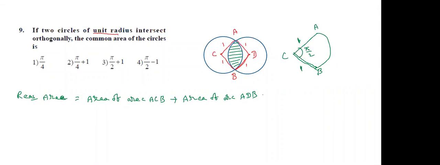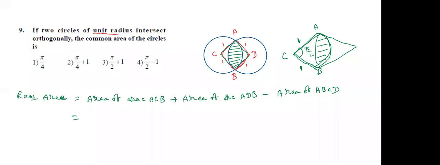So do one thing: subtract the area of quadrilateral ABCD. If you take one sector area, this is 1, and another one is like this. These areas are repeated twice, so one time we want to eliminate. That's why I am going to eliminate the area of ABCD. So what is the area of arc ACB or area of arc ADB?